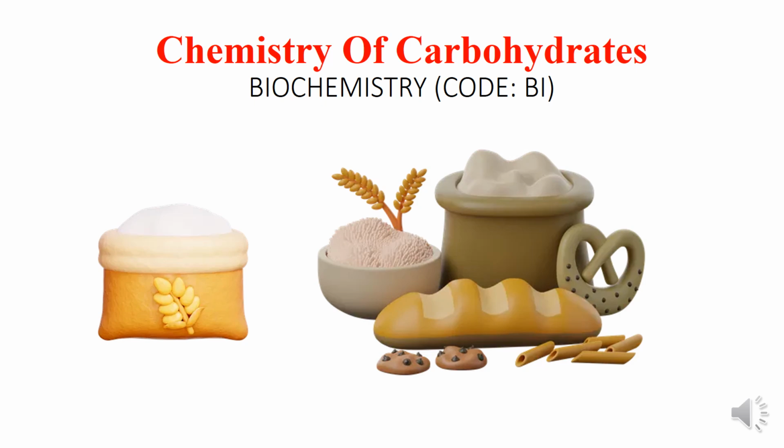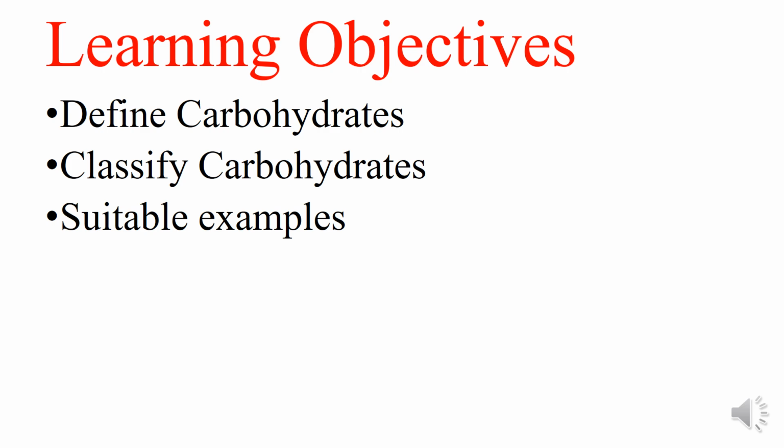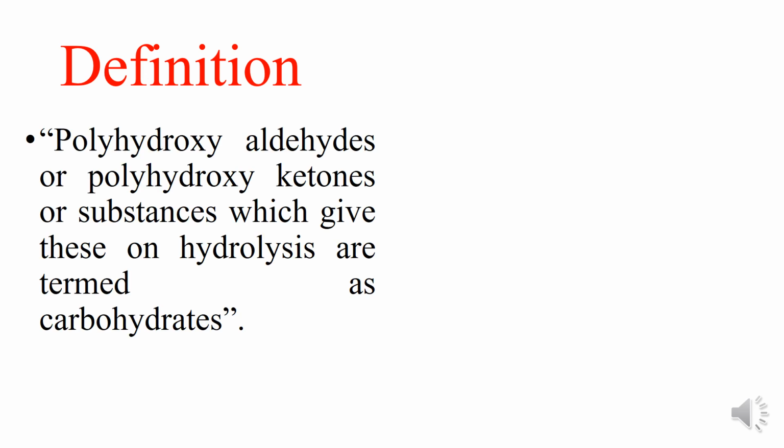Hey everyone, today's topic is chemistry of carbohydrates. So, the learning objectives will be to define carbohydrates, classify carbohydrates, and give suitable example for each type of carbohydrate. The definition says that polyhydroxyaldehydes or polyhydroxyketones or substances which give these on hydrolysis are termed as carbohydrates.